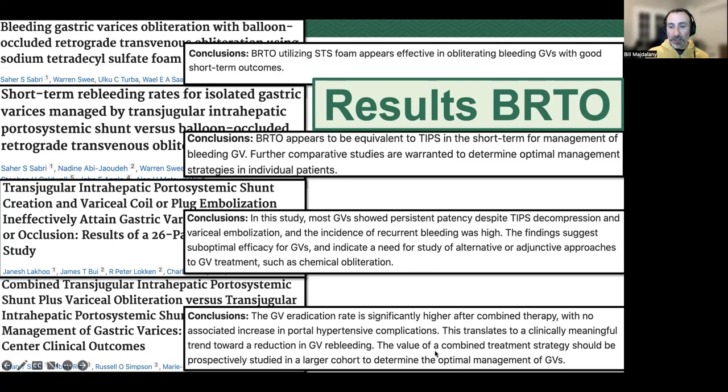So, to me, the takeaway is that BRTO is very effective in eradicating gastric varices. If it needs to be combined with TIPS, it's generally a patient who has baseline very high portal hypertension, may have esophageal varices, may already have ascites, etc. But in the patient who cannot get a TIPS and has isolated gastric varices, or only has gastric varices, BRTO may be advantageous in that situation to eradicate the gastric varices.